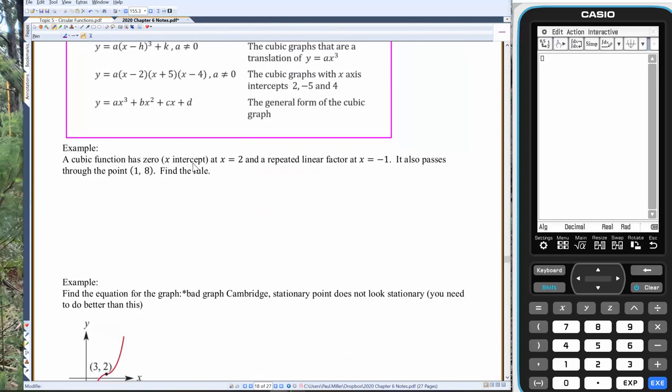A cubic function has an x-intercept at x equals 2 and a repeated linear factor at x equals -1. So -1 and 2. It also passes through the point (1, 8), so when x is 1, the y value is 8. What's it going to look like? I think it's going to do something like this. Wrong. It has a repeated linear factor at x equals -1.